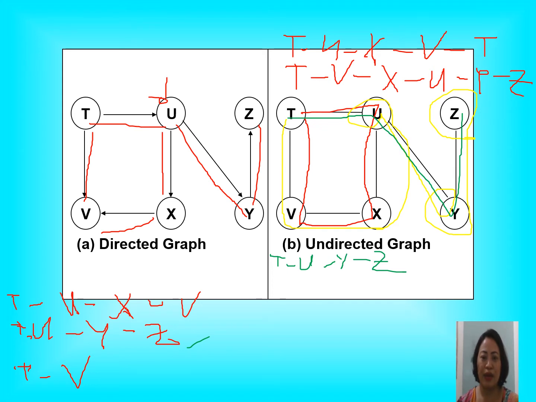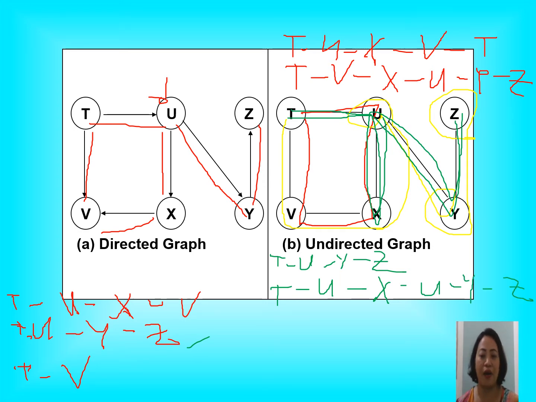Or it could have a cycle, no? It could have from T to U to X, and then go back to U, to Y to Z. So it could go that way, okay? So we could have from T to U to X, and then from X, it could go back to U, and then to Y to Z, okay? So that is how undirected graph works, okay?